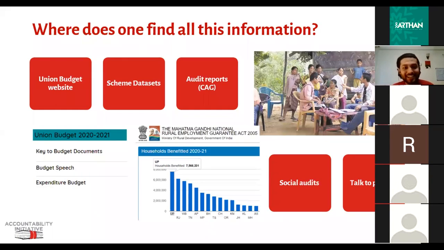We have scheme data sets, which give us information on targets and so on. And for example, the Manrega dashboard, where Meghna brought a lot of her data. We have audit reports by the Comptroller and Auditor General of India, which are again a useful source of information, and they monitor the government quite well, and helps us understand various issues.